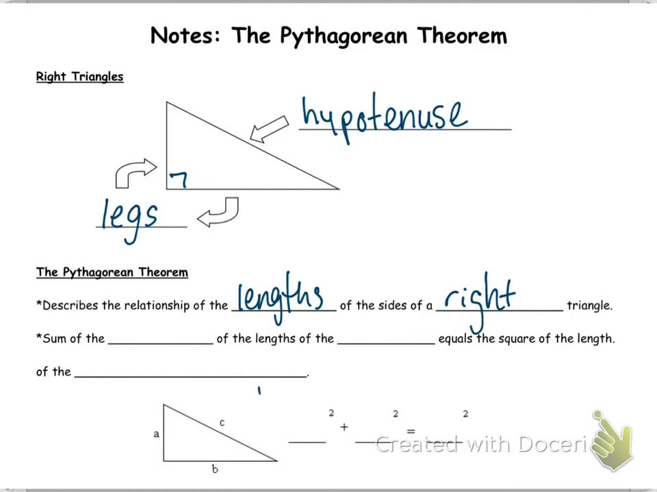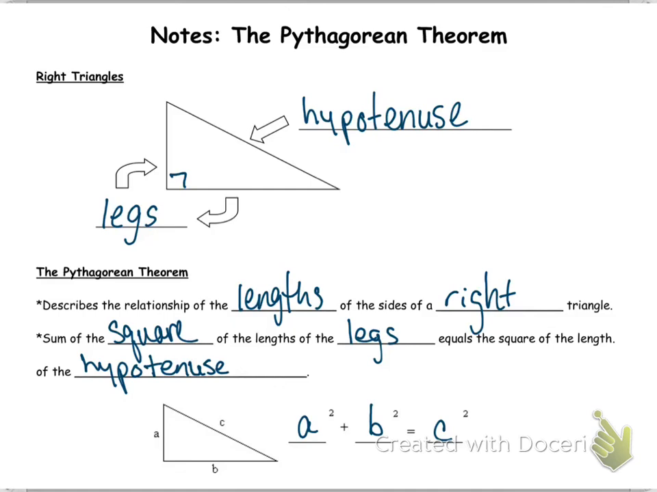The sum of the squares of the lengths of the legs equals the square of the length of the hypotenuse. So this is a way to explain the Pythagorean theorem in words. Most people find it easier just to work with the actual equation. So the equation is a squared plus b squared equals c squared.